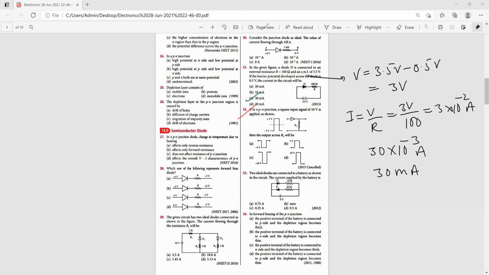32nd, in a PN junction, a square input signal of 10 volt is applied. Then the output across RL will be? The diode is forward biased for positive voltage, therefore when the voltage is greater than 0, the output across RL is shown by using the figure like this. So this is 5 volt. Therefore, this one is the right answer.